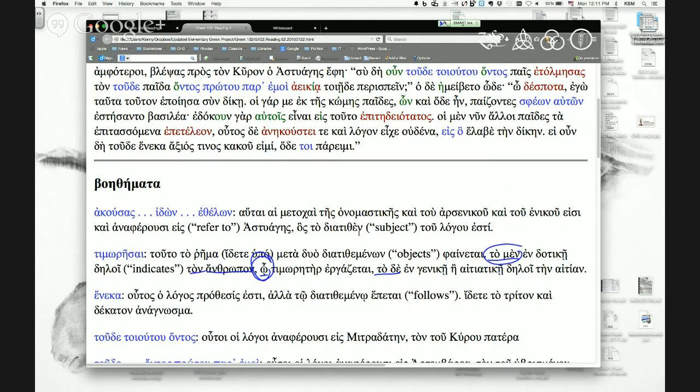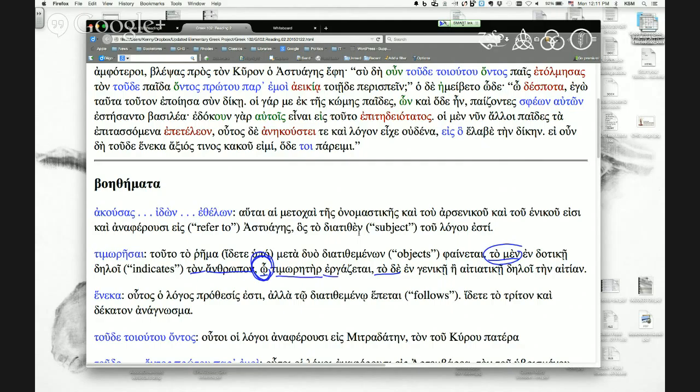The objects? No. The verb? Well, relative pronouns refer not to verbs, but to other nouns. What is masculine and singular to which it might refer? Ton anthropon, okay? So, for or by whom, that's what the dative means, right?